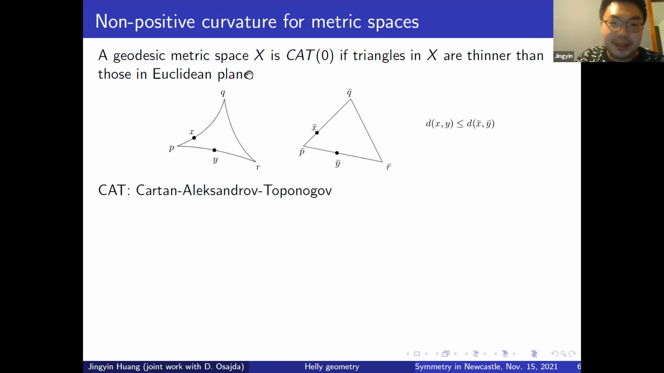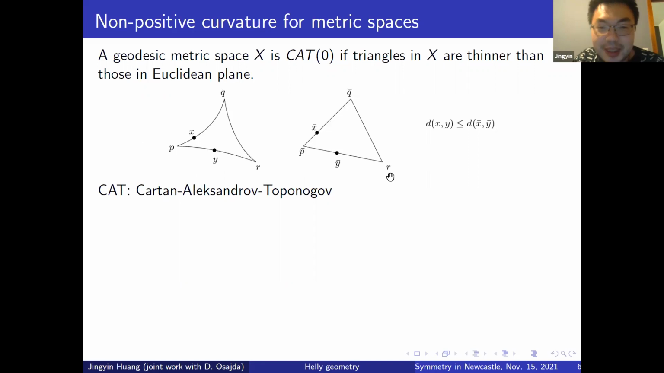First, a triangle in X is just: I pick three points P, Q, R and join them by geodesics. So this is what I mean by a triangle in X. And for each triangle in X, I can draw a comparison triangle in the Euclidean plane. It means that the distance between P bar, Q bar, so now this triangle P bar, Q bar, R bar is in the Euclidean plane.